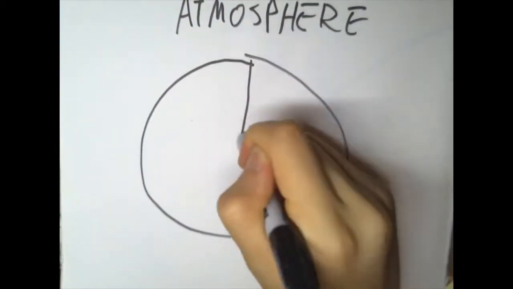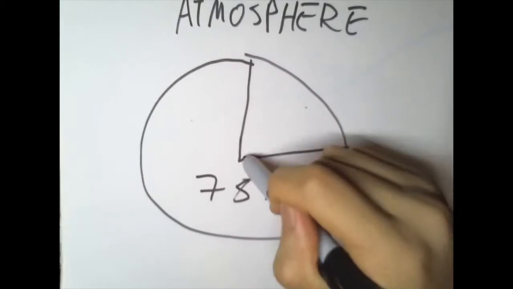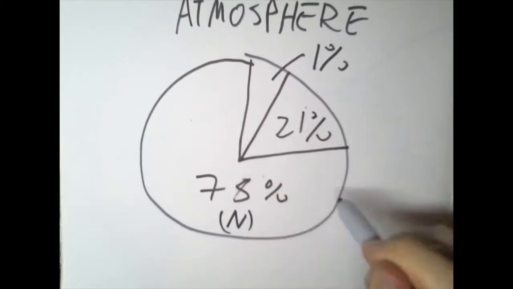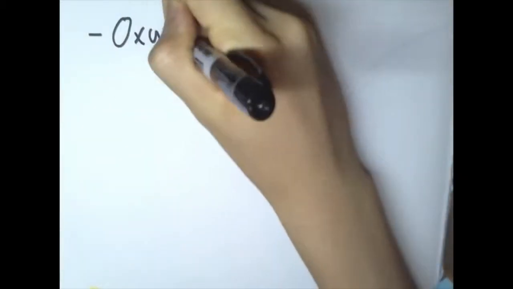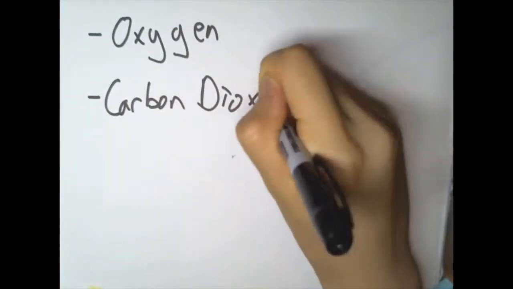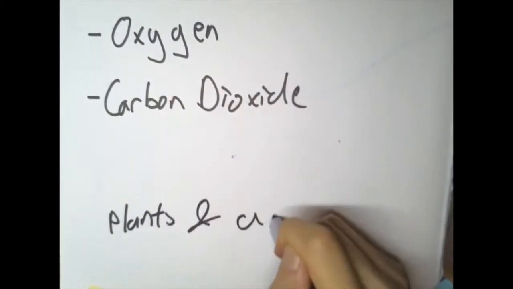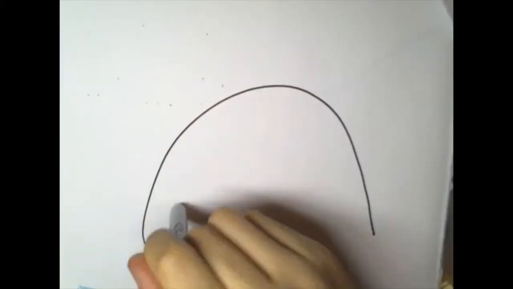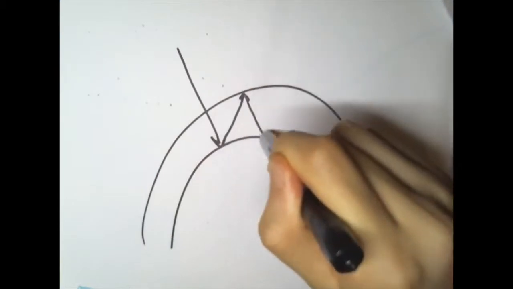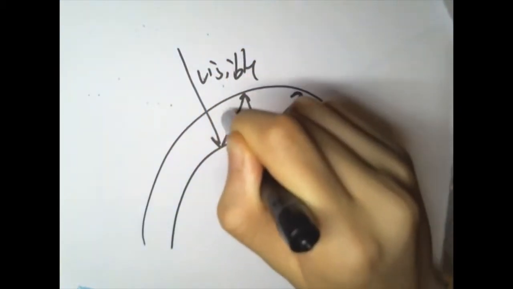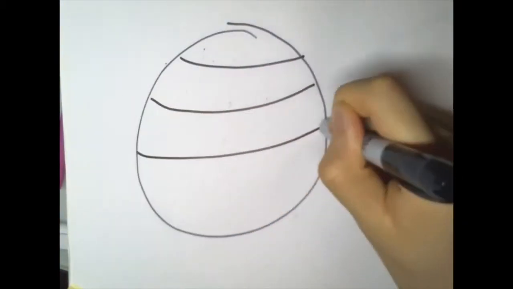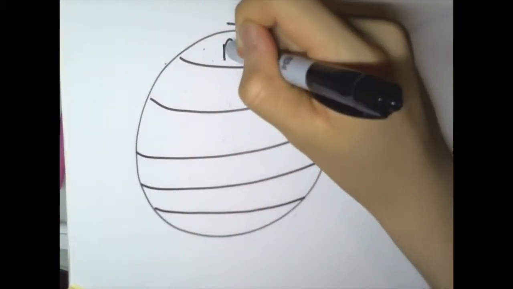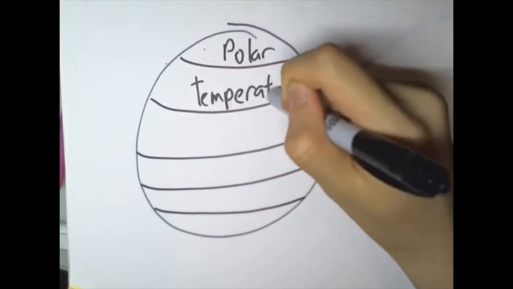A very important part in the atmosphere is the ozone layer, as it absorbs the solar radiation and turns it into heat. Our atmosphere comprises roughly 78% nitrogen, 21% oxygen, and then 1% everything else, including carbon dioxide and water vapor. On planet Earth, carbon dioxide and oxygen help both the plants and the animals survive. Our atmosphere also facilitates the greenhouse effect, which keeps most of the heat on the surface of our planet.